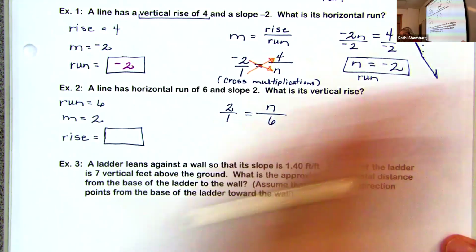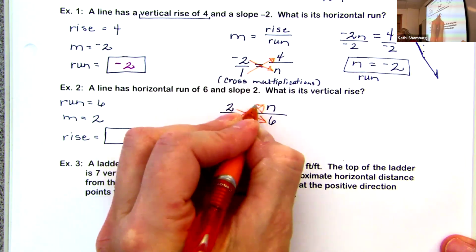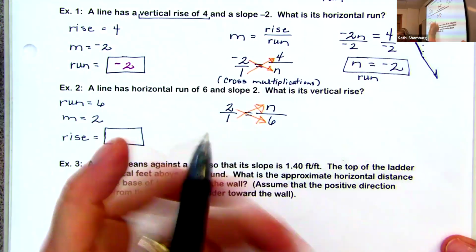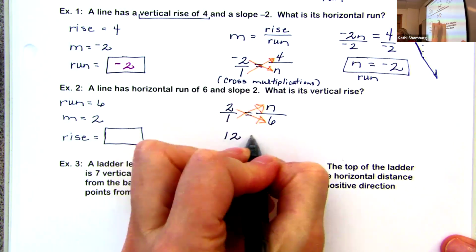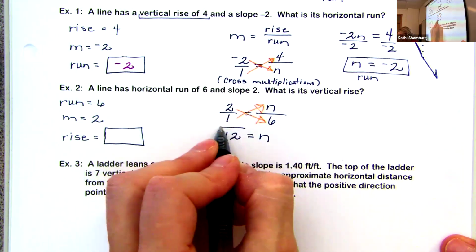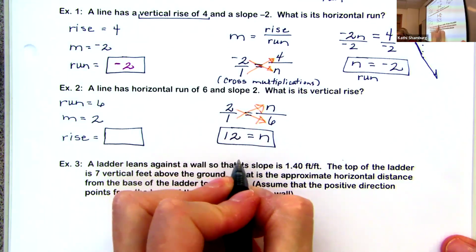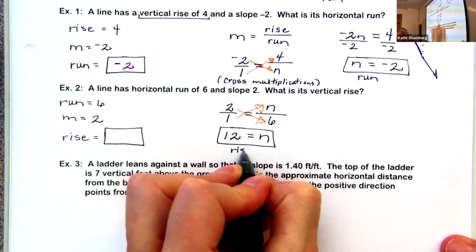And so we're going to apply cross multiplication. So 2 times 6 is 12. 1 times N is just N. I'm done. What did we just find? The vertical rise.